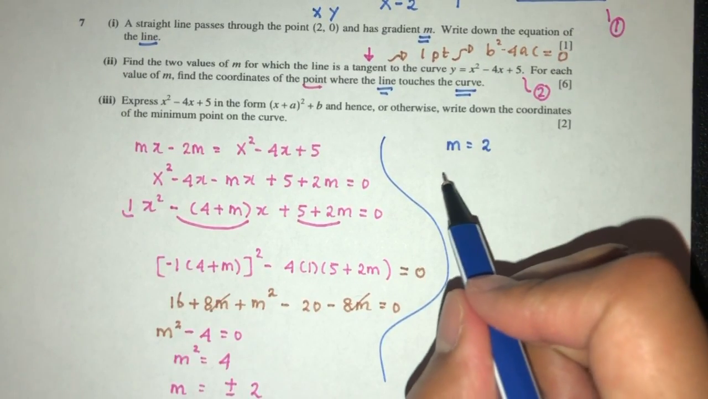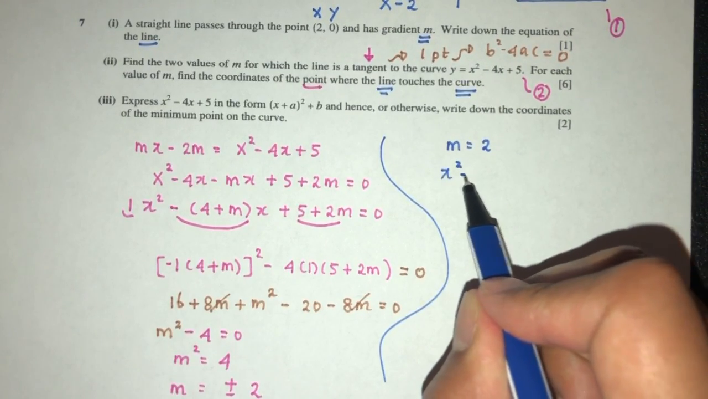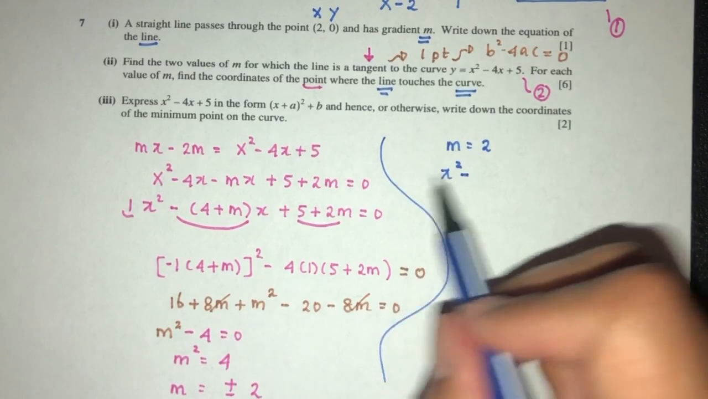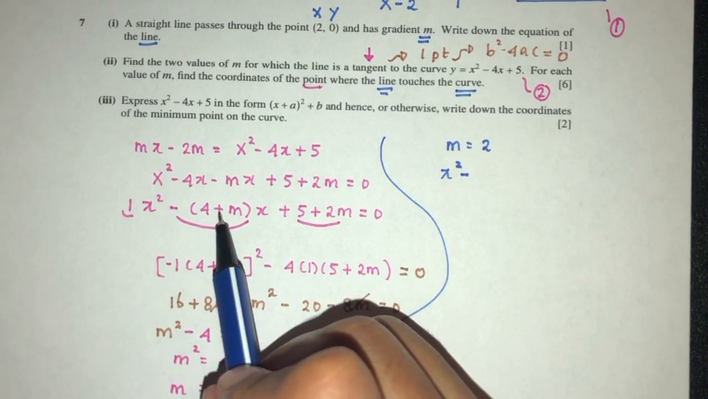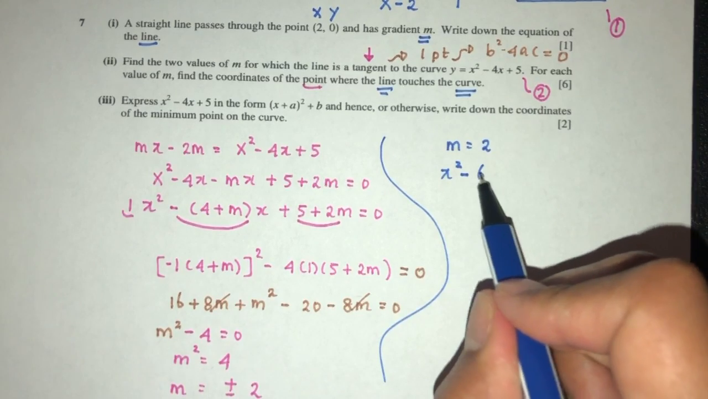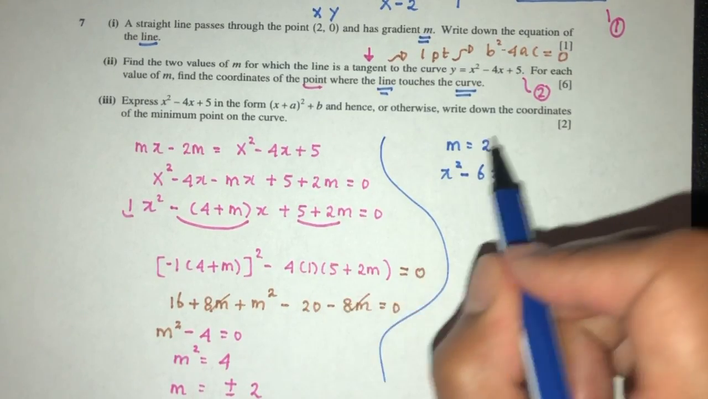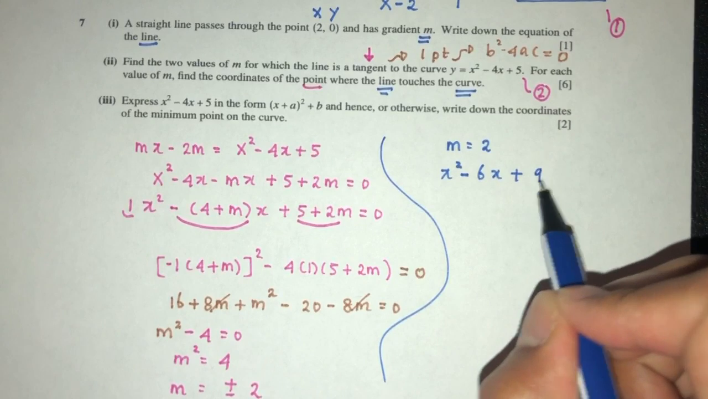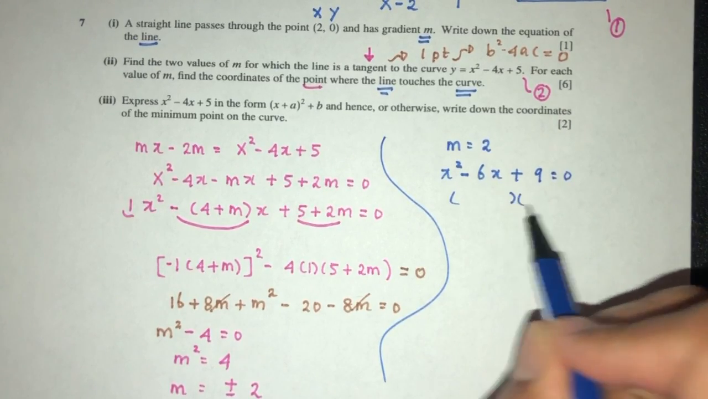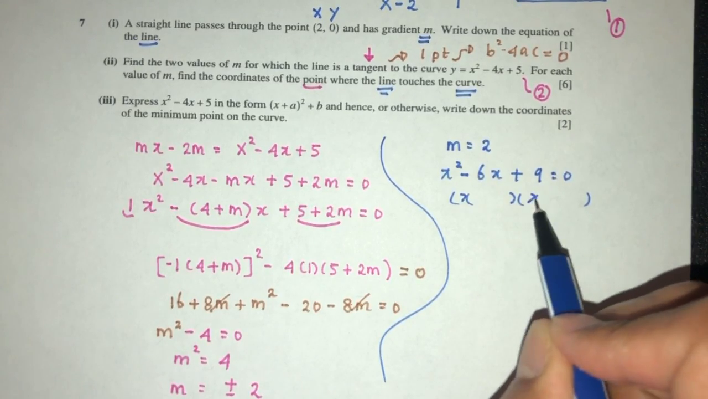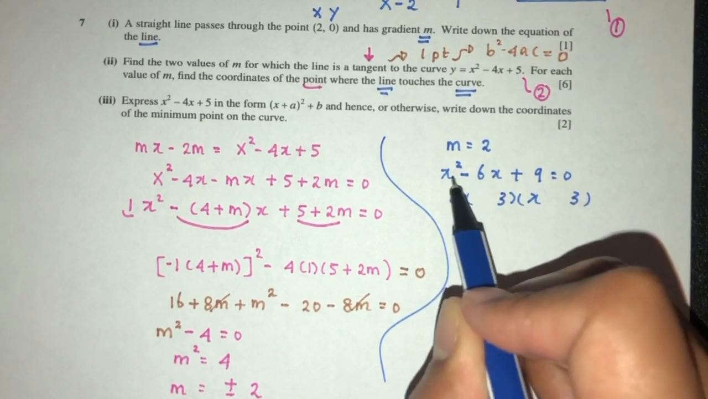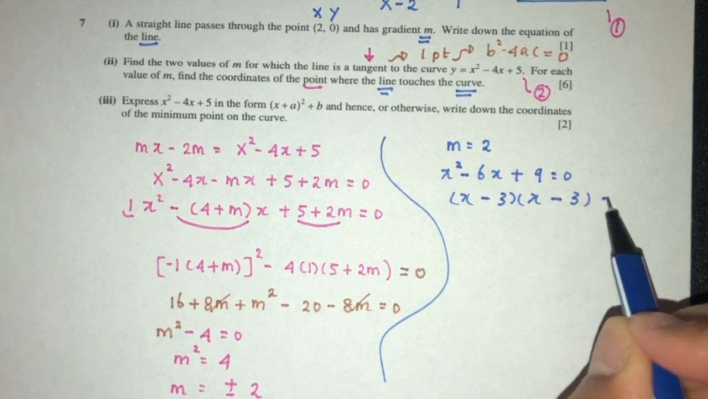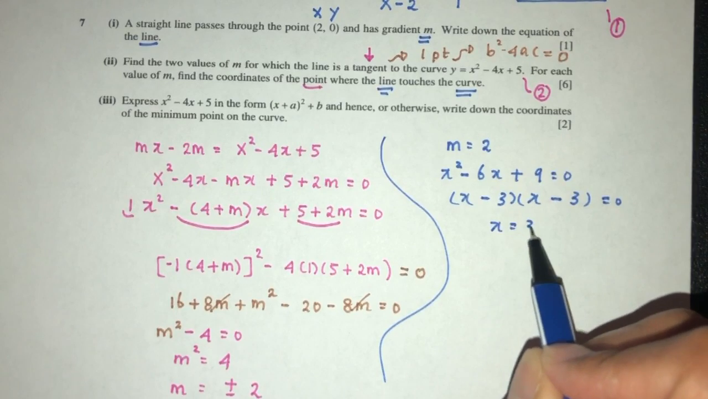So when m is 2, that will be x squared minus, that will be so 4 plus 2 will be 6x, and here we have 2 times 2 will be plus 9. That will be 0. So factorize, that will give you x, 9 is 3 times 3. To get minus 6, that will be minus 3 minus 3. So x will be the value of 3.